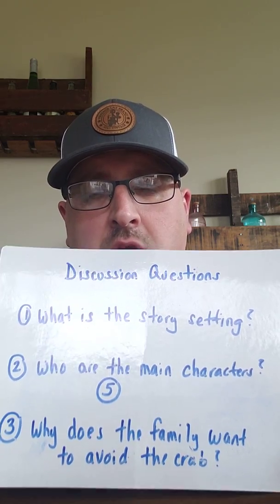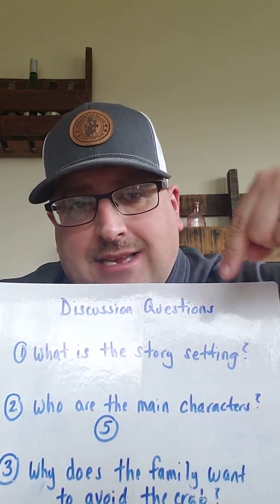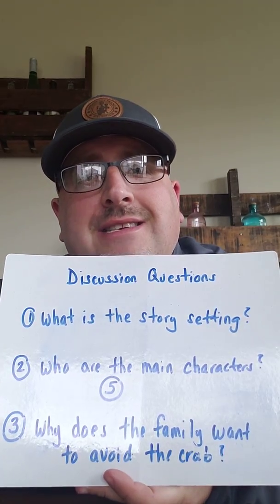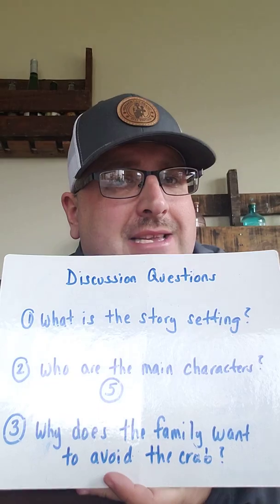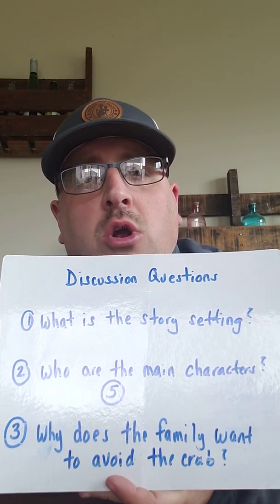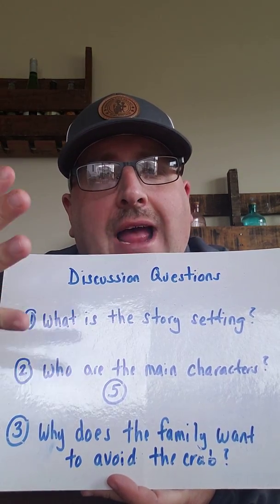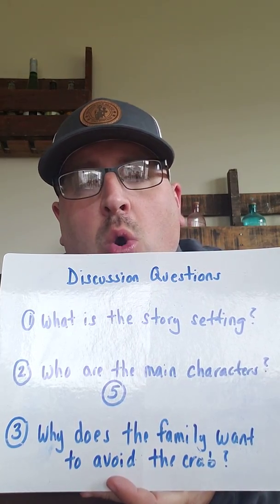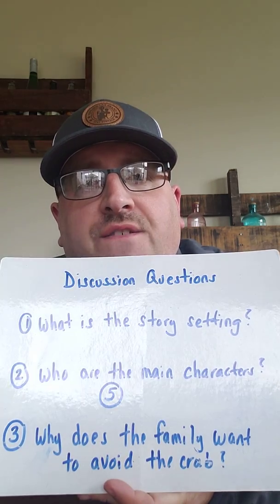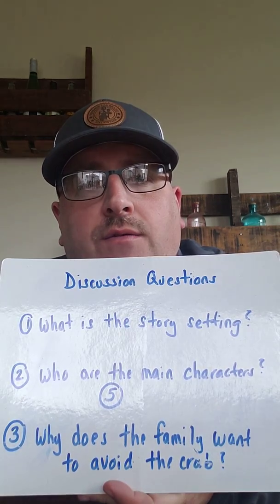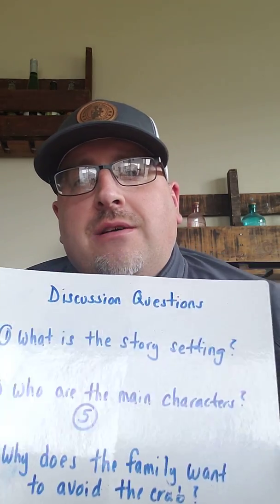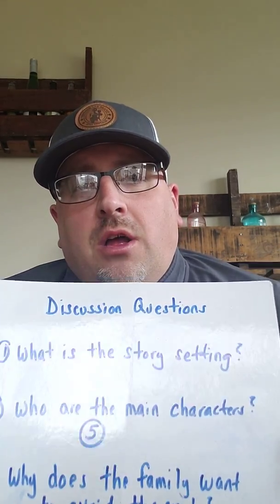Think about that. So what I'd like you to do is in the comment section below, answer my 3 questions. Number 1, what is the setting? Where did the story take place? Tell me where that setting was. Number 2, who are the main characters? There's 5 people we talked about that were in this story. And number 3, why do you think the family wanted to stay away from that crab? Answer those questions. Drop those comments below. Those would be outstanding.